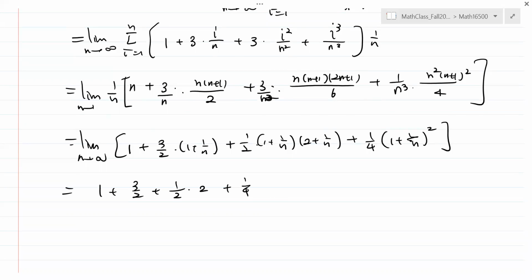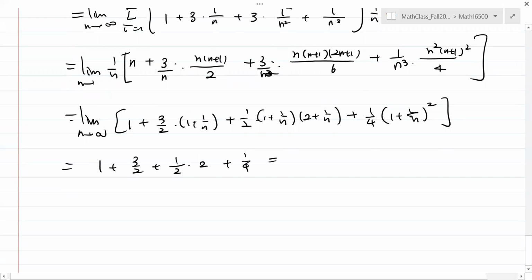Let's simplify it a little bit. You have 1, 1, 1 to 3, and then I have 1/2 plus 1/4, which is 3 over 4. So this is the answer.